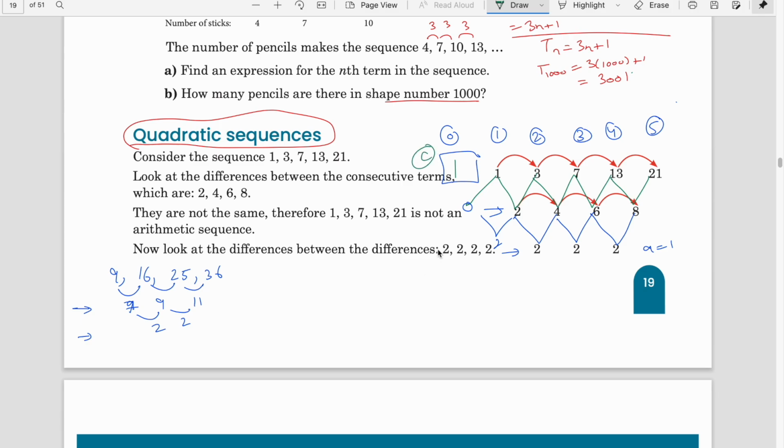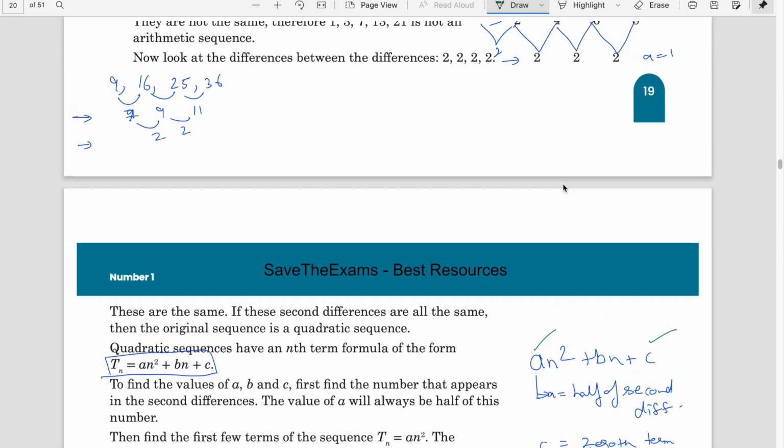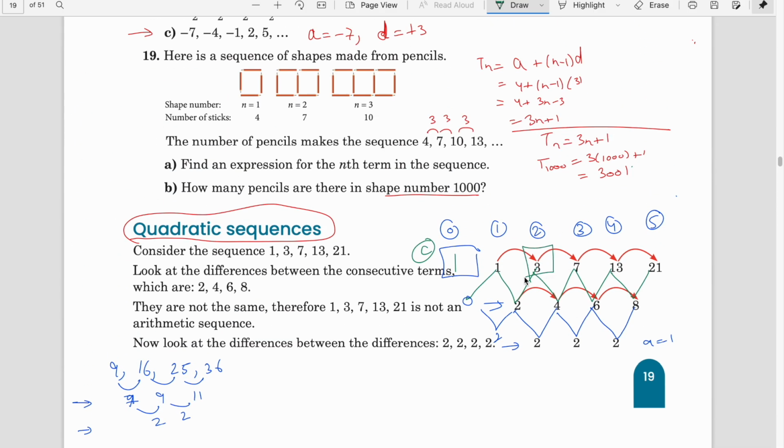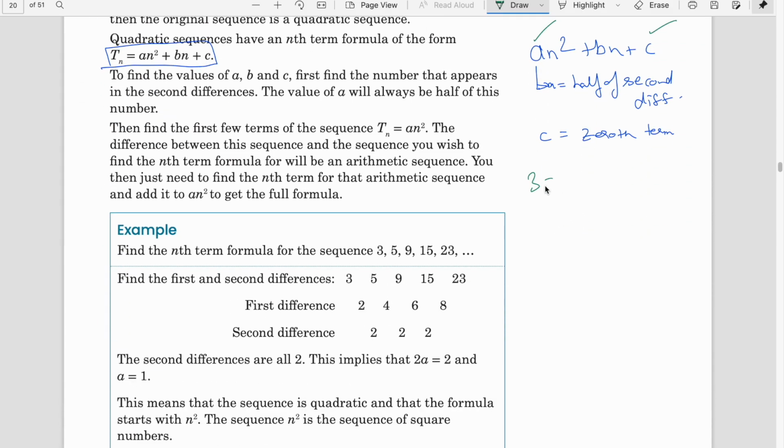And how do we get B? When we are done with A and C, we will choose any one of these values. Let's say I choose this 3. So this is the second term. I will put 3 is equal to 2 into, I've chosen second term, 2 square plus b into 2 plus 1. So we already knew A, we already knew C, we've selected N ourselves. So B is the only one which can be solved.